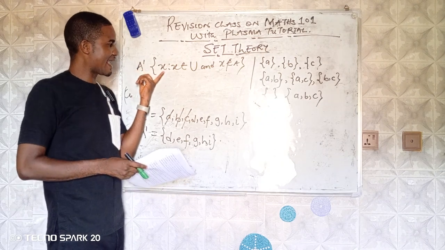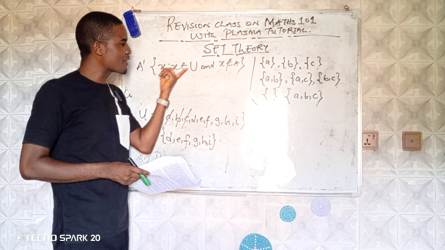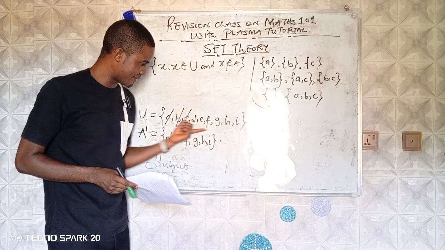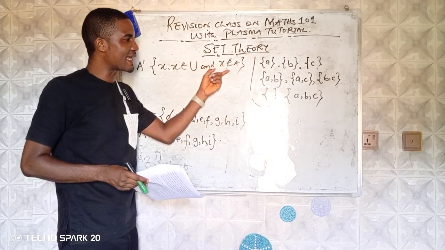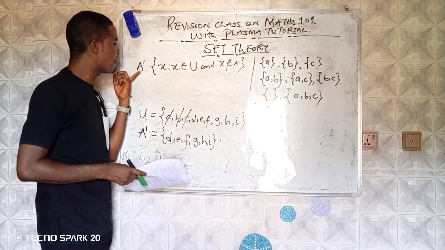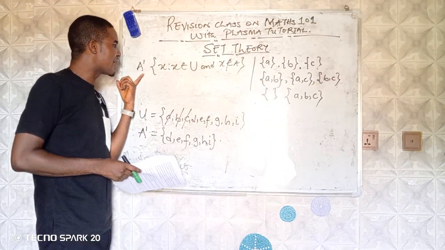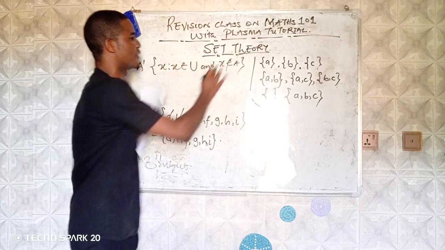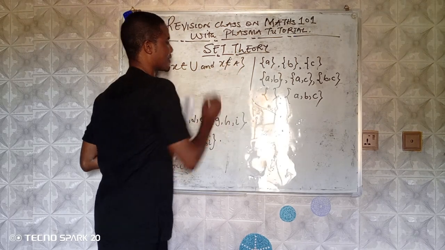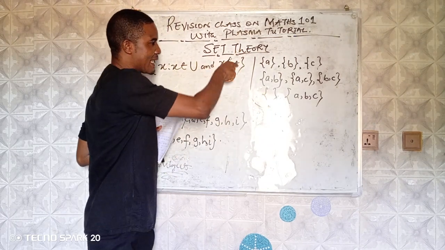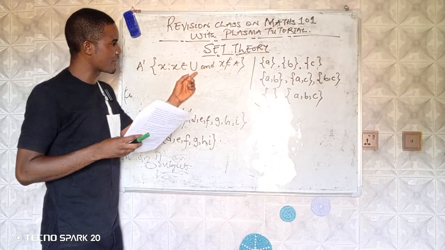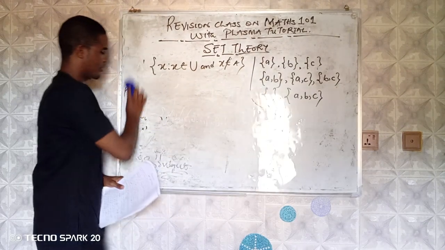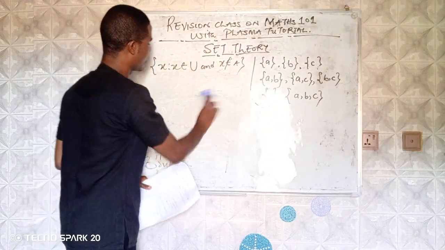The complement of a set A is such that it's an x, such that x is an element of the universal set. You see that the x you pick is to be an element of the universal set, and x is not an element of A, meaning that everything that will make up a complement must be elements that belong to the universal set, and they will not belong to A itself. This is written as this, meaning that it is not an element of A, while x is an element of the universal set. I believe the complement of a set is now well understood.